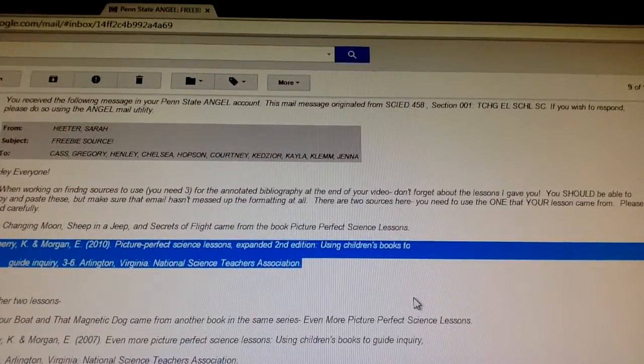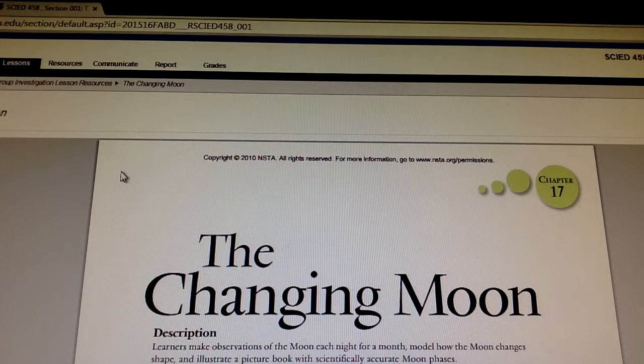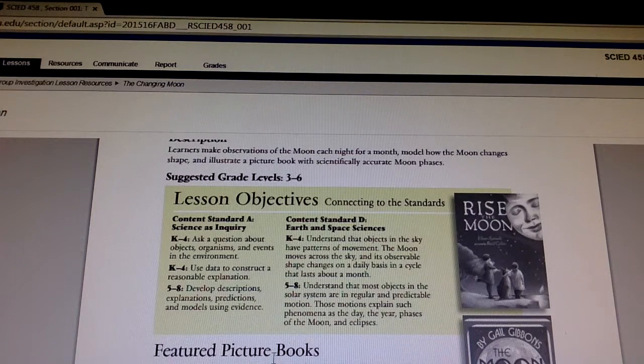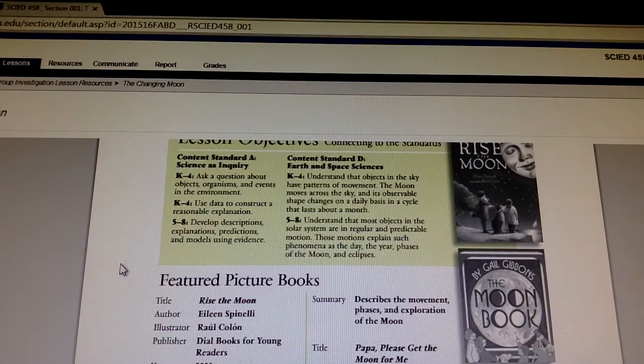One of the resources that you will be able to use when doing this scientific investigation project comes from the National Science Teachers Association, and they use the book called Picture Perfect Science Lessons. I'm going to be using the lesson all about the changing moon. It's a very valuable resource. It has the different suggested grade levels, lesson objectives, different picture books that you can use in the class, including Rise the Moon, the Moon Book, and Papa Please Get the Moon for Me.